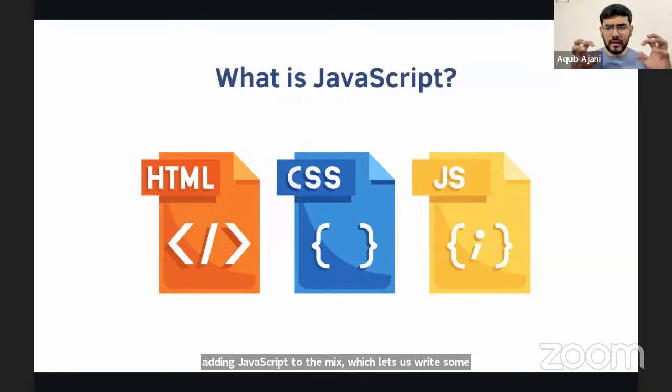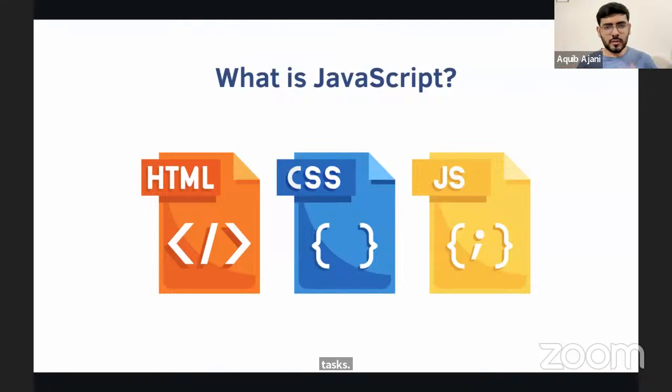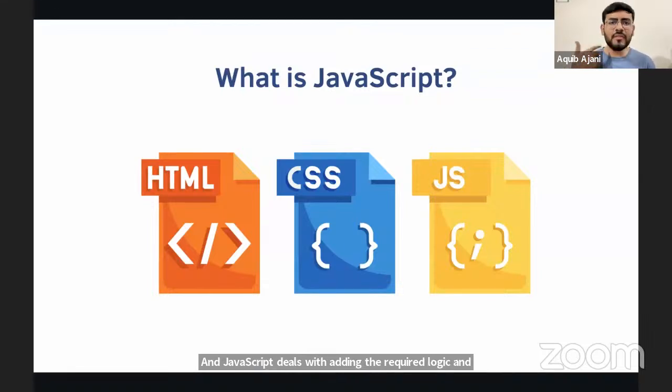So they are three very different languages, right? And they are three very different things. They have three very different tasks. Again, the idea is we call it separation of concerns. So the idea is one language is focused on one specific concern. So HTML deals with adding content, CSS deals with styling and arranging it, and JavaScript deals with adding the required logic and functionality. All other things like fetching data from the backend, working with the backend, all of those things are also done with JavaScript, but we'll discuss that later when we move to the backend side of things.